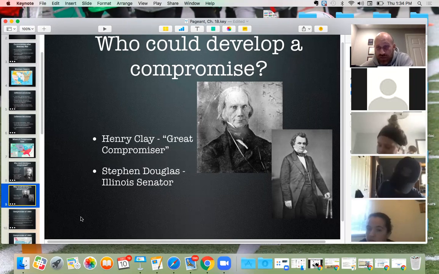I hope this picture doesn't scare you here. He kind of looks like Skeletor in this image. He's getting older here, right? He's about 73 in 1850, but he was key in negotiating the Missouri Compromise, right?